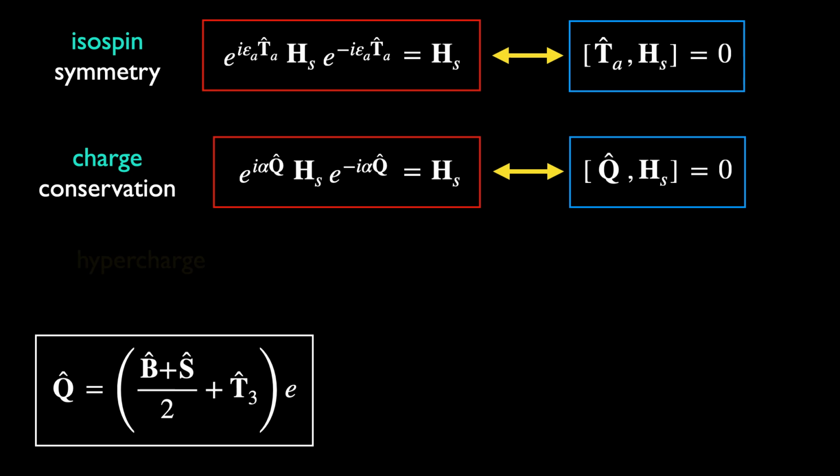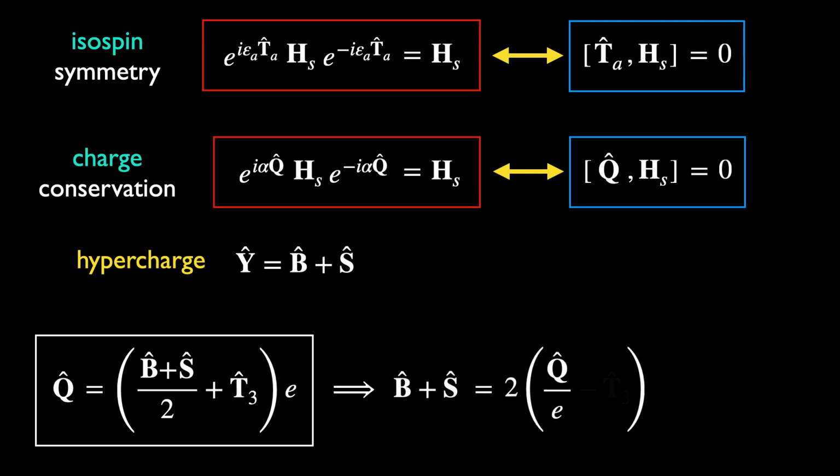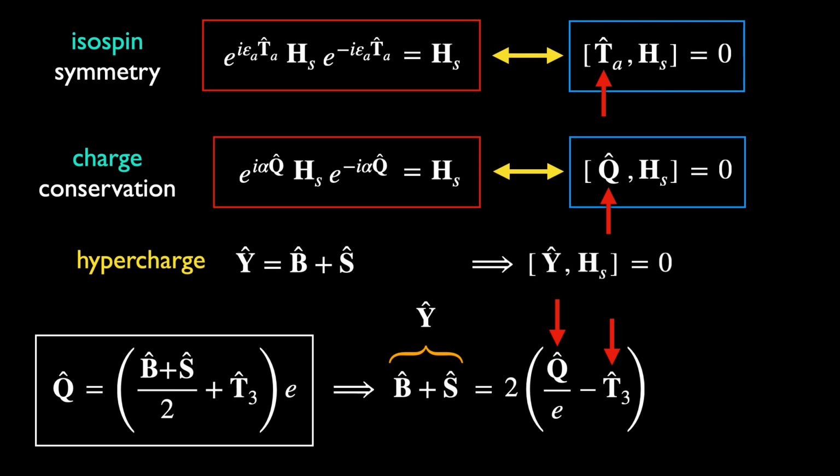Now we define what is known as the hypercharge. This is the sum of the Baryon number and strangeness. Rearranging the charge formula gives, since both Q and T3 commute with H, this implies that so does the hypercharge. The hypercharge is thus conserved by the strong interaction.